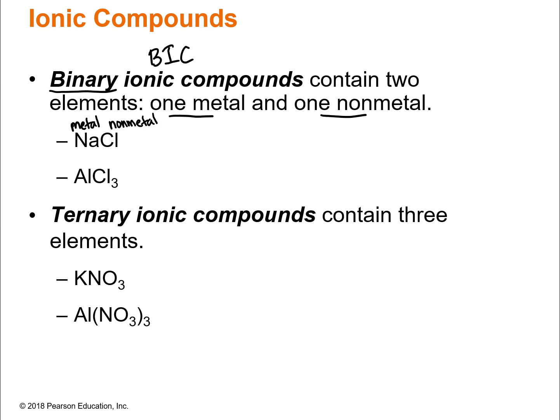If you don't remember the periodic table in terms of which elements are metals and which ones are nonmetals, you're going to want to revisit Chapter 4. We talked about that when we were talking about the trends of the periodic table and breaking down the periodic table a little bit in Chapter 4. So we talked about metals, nonmetals, and metalloids. You're going to want to refresh yourself on the metals and nonmetals.